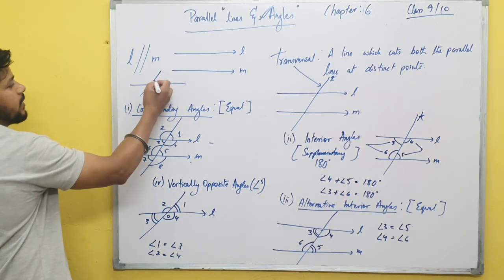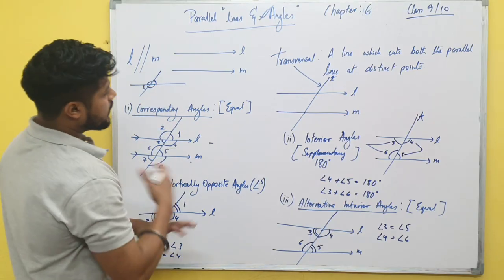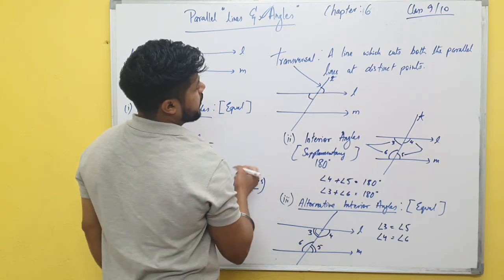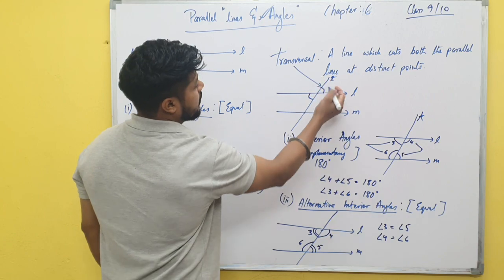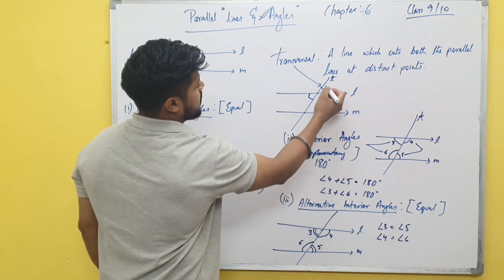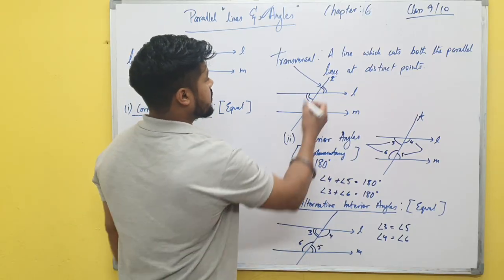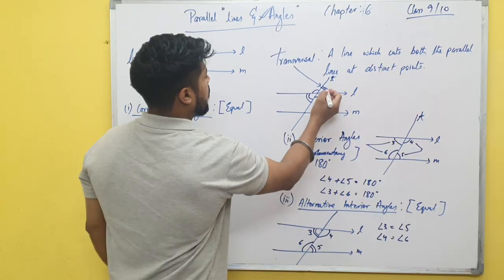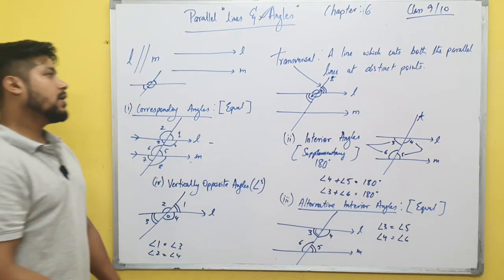Remember, these two are vertically opposite angles, and these two are also vertically opposite angles, anywhere, for any line. It doesn't matter whether the lines are parallel or not, but these two lines must cut each other and they will always form vertically opposite angles, and these angles are always equal, this one and this one.